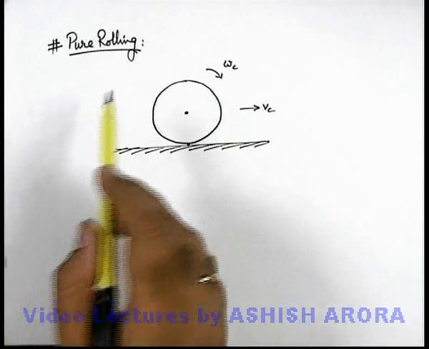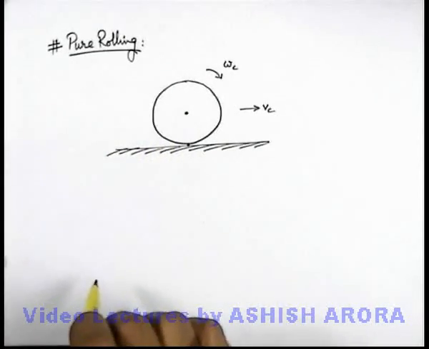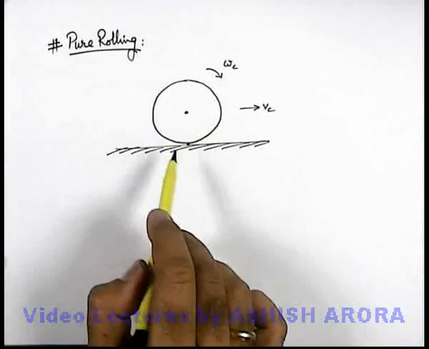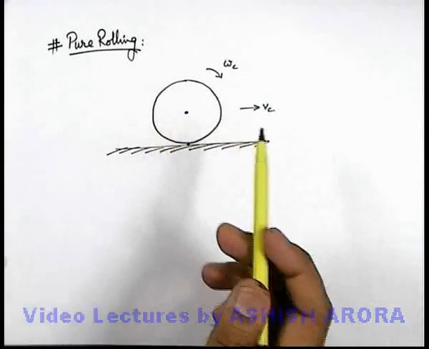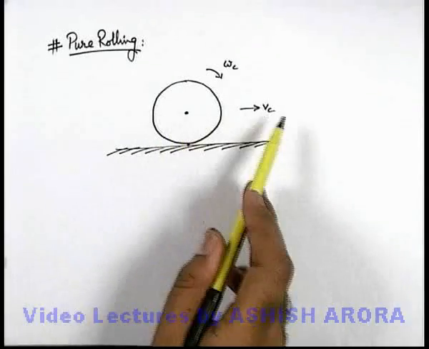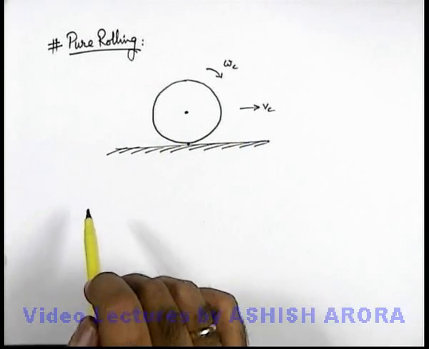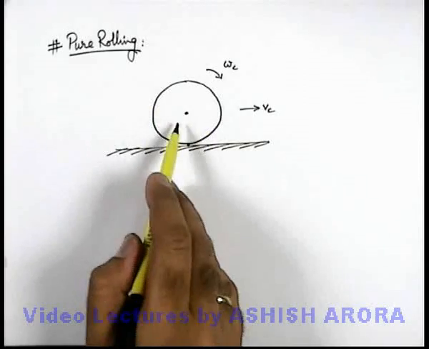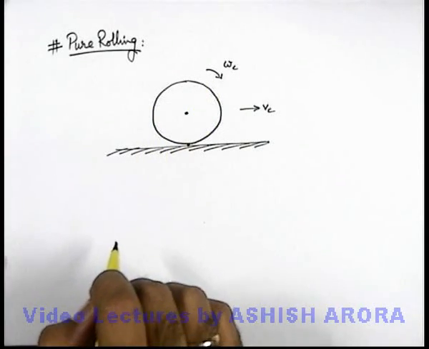Now let's discuss the case of pure rolling in detail. Say we are having a round shaped object, which might be a ring, disc, sphere or cylinder, which is translating at a speed vc and rotating about its center at an angular speed omega c.